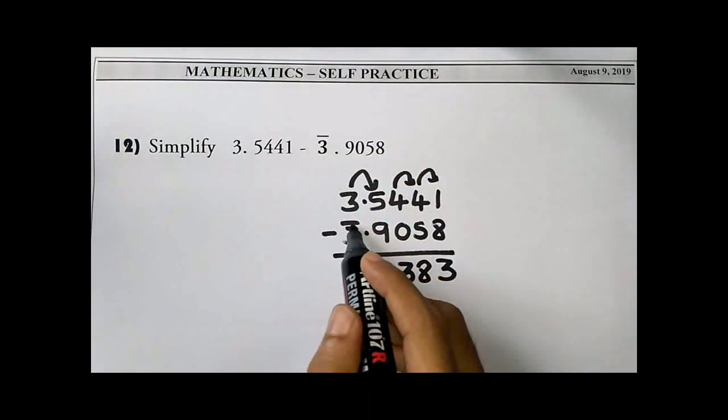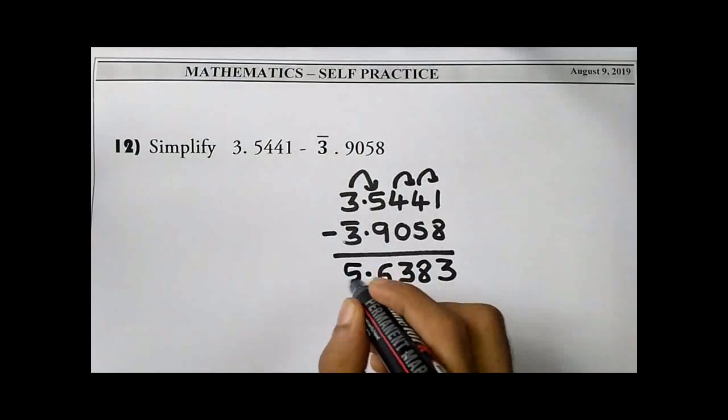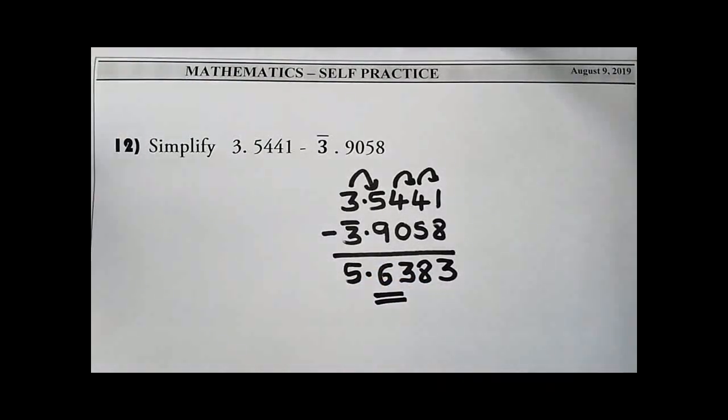Minus into minus. Here 3 bar represents a minus sign. So minus into minus is plus 3. So 2 plus 3 is 5. They are not asking us to find the antilog or any other things. Just they are asking us to simplify.